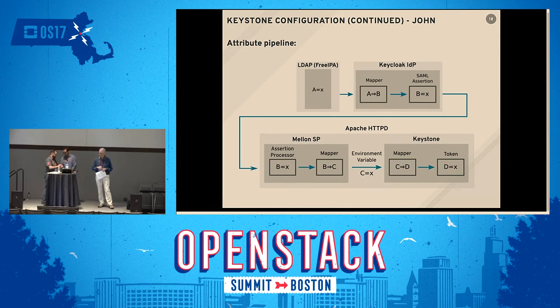That SAML assertion is going to flow back to Mellon. Mellon also can rename things. So now Mellon is going to name this C, and it's going to stick that into an environment variable in the Apache process. Keystone is going to pick up that environment variable. It's going to see it as C. Keystone is going to map it into something OpenStack can understand and stuff it in a token. At that point, it might be called D. So that's the basic attribute pipeline for how data is going to flow through the entire system.